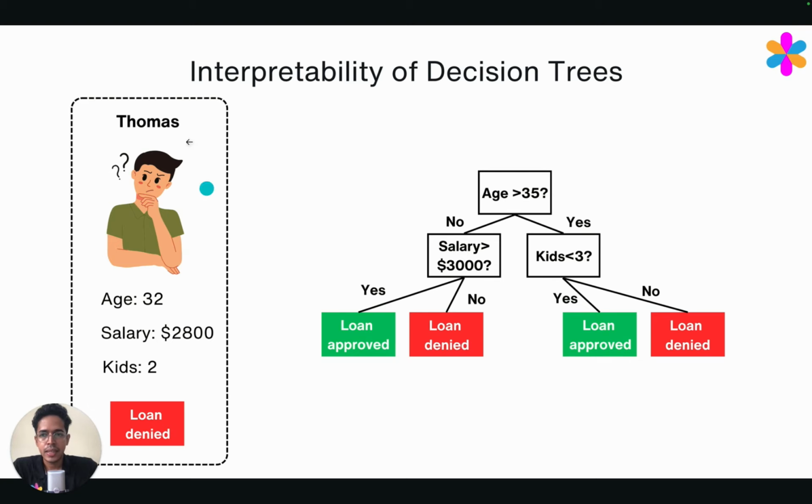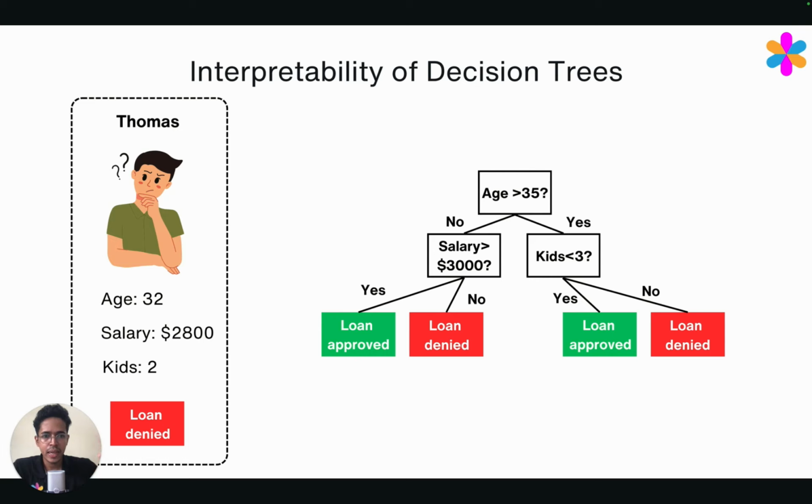So here we can see that Thomas had age 32. So age is less than 35, so it is in this branch. Then salary is greater than 3,000? No, salary is less than 3,000. It's 2,800. That's why the loan was denied. So you can explain to this particular person why his loan application was denied.